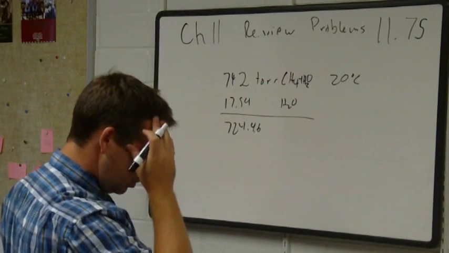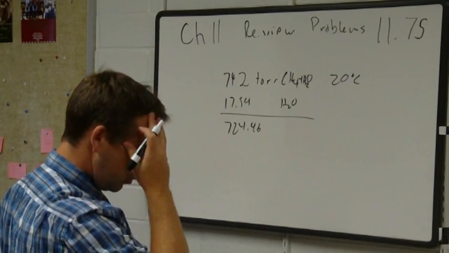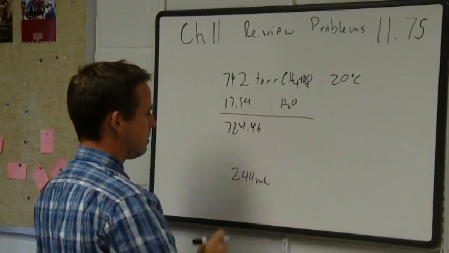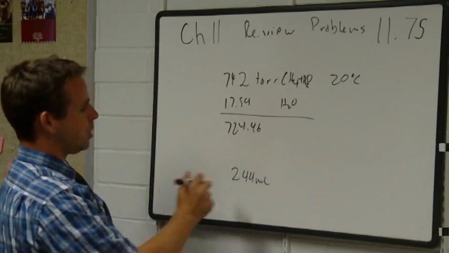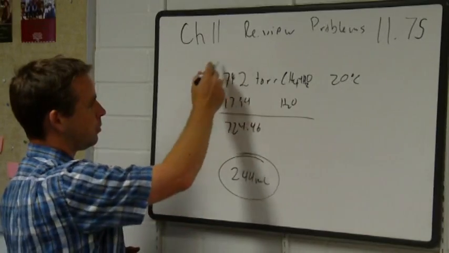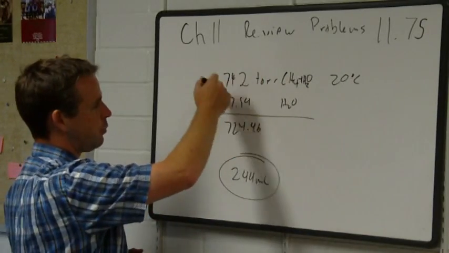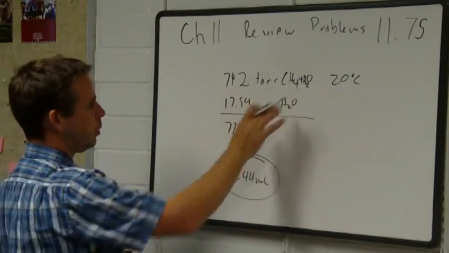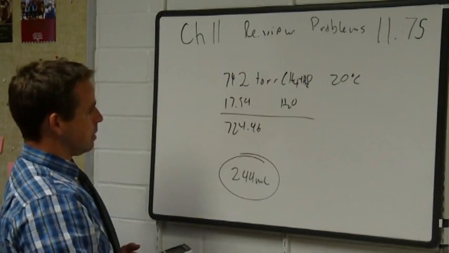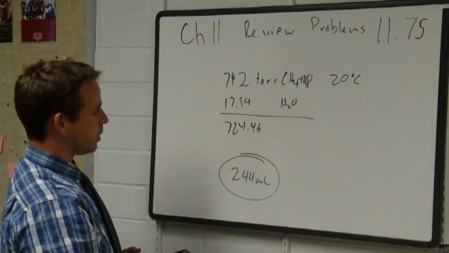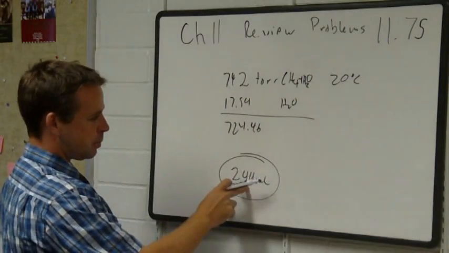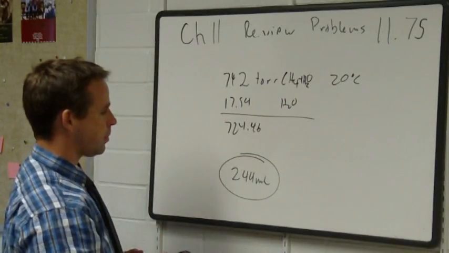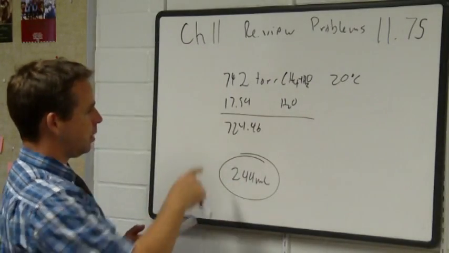So we want 244 milliliters of dry methane, right? Well, if I got 244 milliliters of the gas at 742 torr, then I know that 17.54 of it would be from the water. That's how much gas I would get. Some of it would be water. So what I have to do is find out how much would actually be methane.